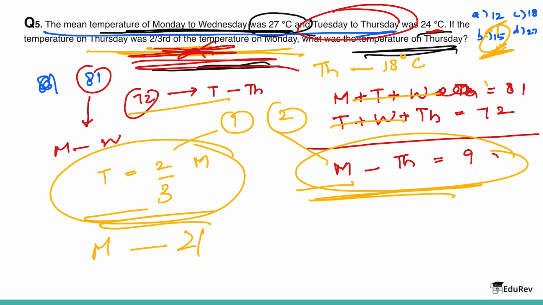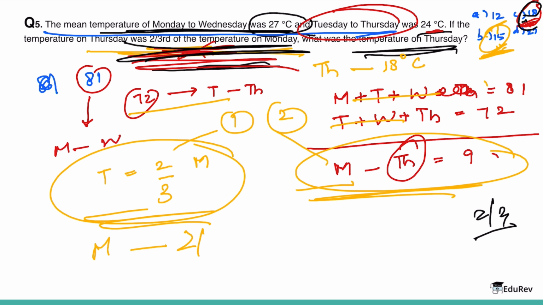Option C says that it is 18. Now if Thursday's temperature is 18, then that means Monday's temperature is 27. Now 18 by 27 is what? 18 by 27 is 2/3. So that means option C actually satisfies the condition given in the question itself. And if it satisfies the condition given in the question, then obviously that is the correct option. So in that case, I do not have to go and check option D. But you can if you want to, though there's no necessity because we already know the correct answer.